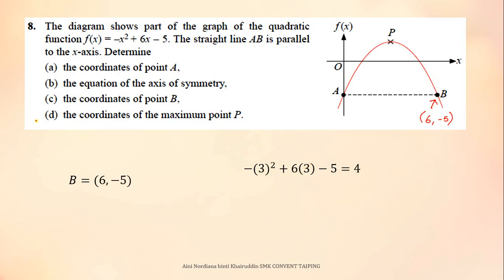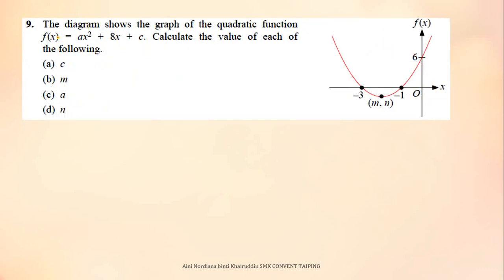So for 8D, the coordinate of the maximum point P. Since the axis of symmetry just now is x equals 3, you substitute the value of x here with 3, and then you will get the value of y, 4. So thus the minimum point is 3, 4.